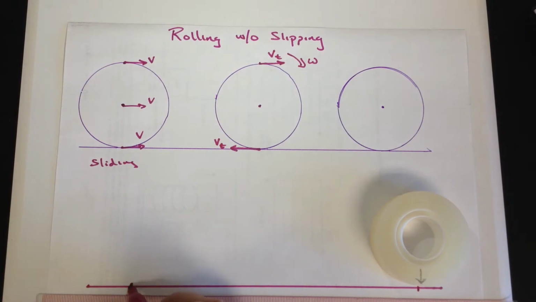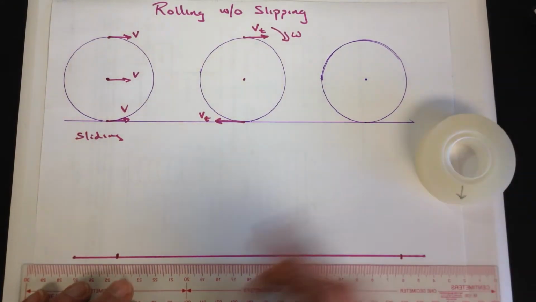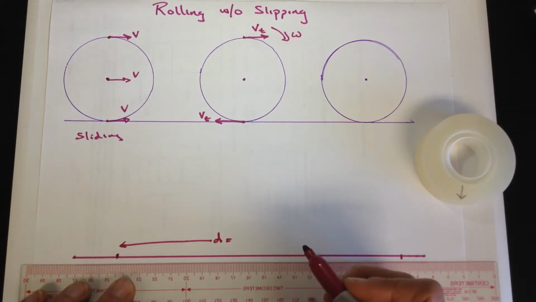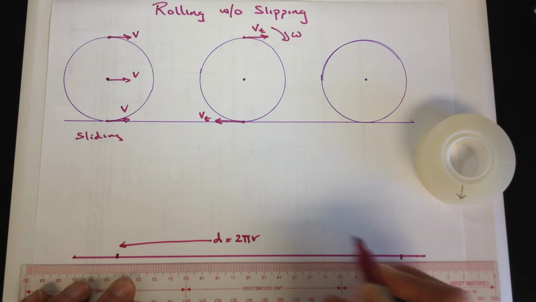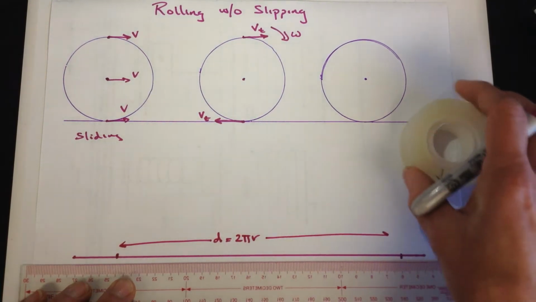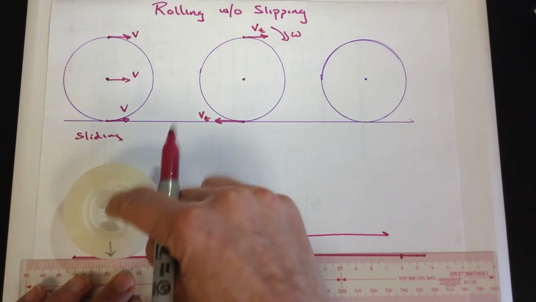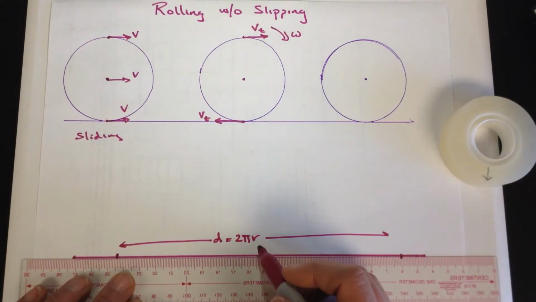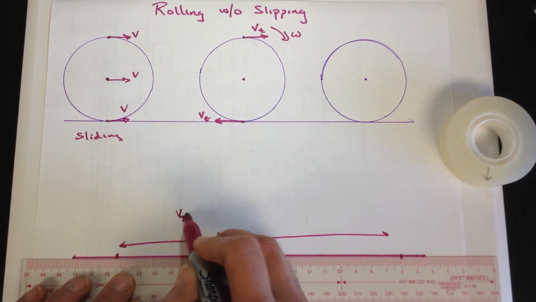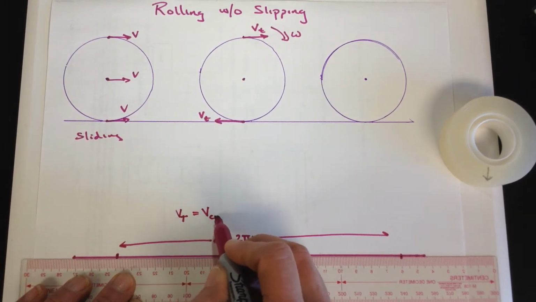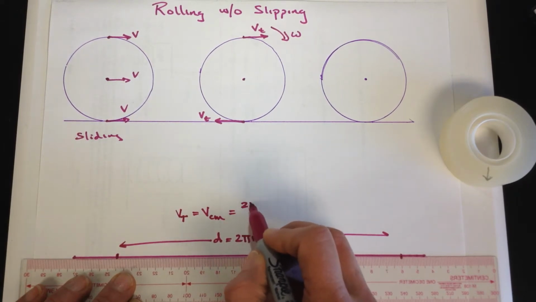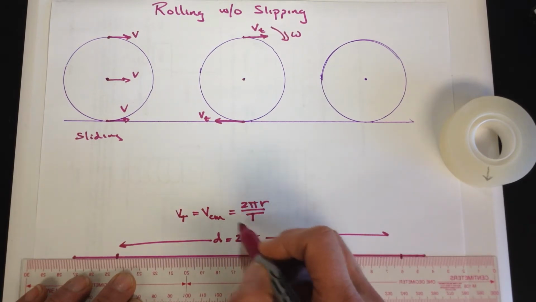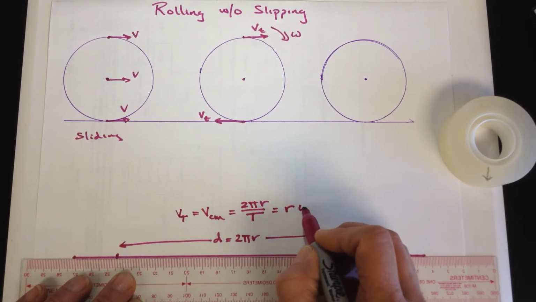So it's gone this distance from here to here, and I don't think it's too much of a stretch of imagination to realize that that distance is going to be equal to the circumference of the circle, which is 2πr. If I look at my object once again, the center of mass has moved that same distance, a distance equal to the circumference. So the tangential speed is going to be equal to the speed of the center of mass, which is going to be equal to 2πr over the time it takes it to go that distance, and we can recognize this as just rω.